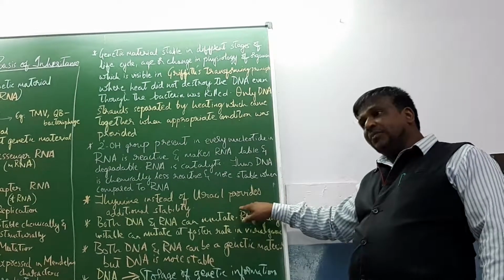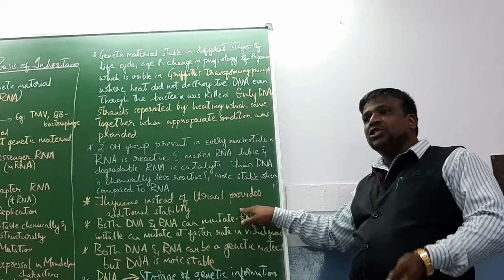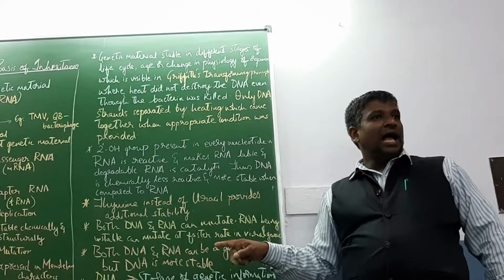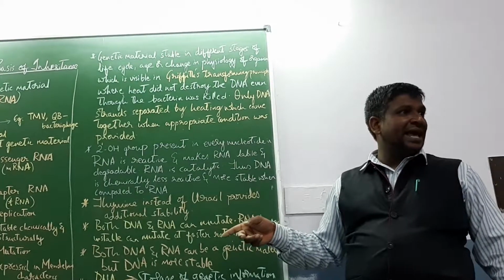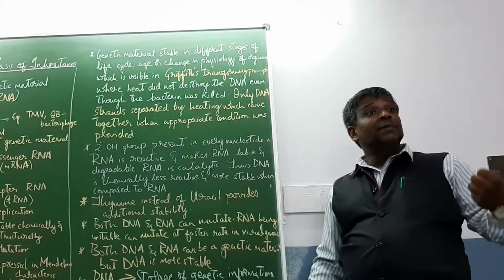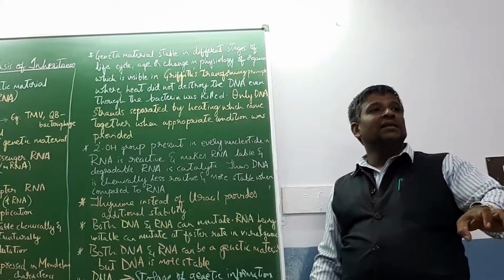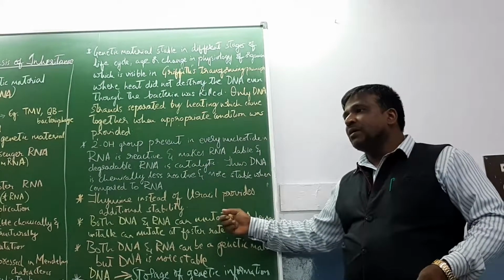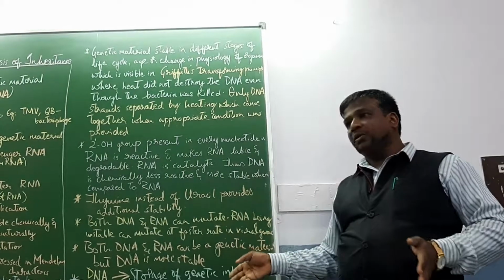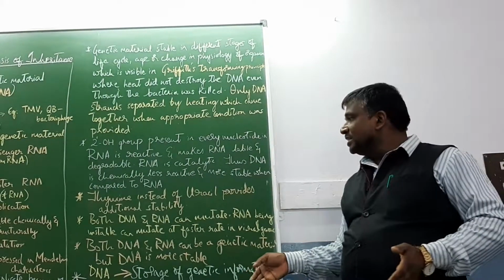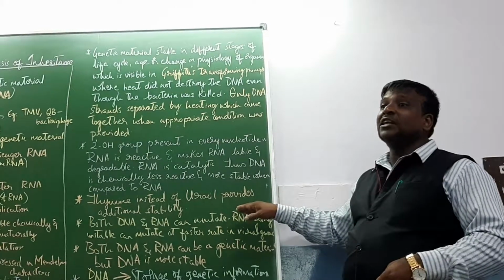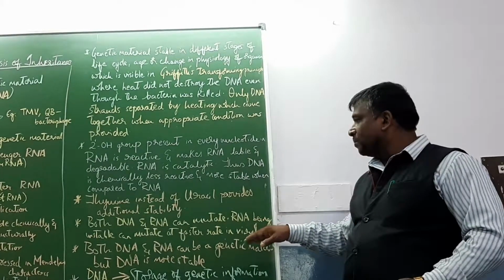Now, another point for DNA to be much more stable is thymine, which is present in DNA. RNA has uracil instead of thymine. But thymine is much more stable than uracil, and it provides stability to DNA, whereas uracil doesn't do that job for RNA. That's the reason DNA is much more stable, and it is the much more preferred genetic material.